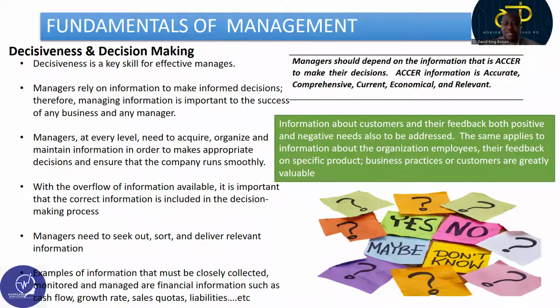So examples of information that may be closely collected, monitored, and managed are financial information such as cash flow, growth rates, sales quotas, our liabilities. We want to know our market share. Where did you pick that record? You went online and picked some survey without any reliable source, and then you used that one to do some analysis and present it to your boss that the company was doing well, only to find out that that source is not credible.